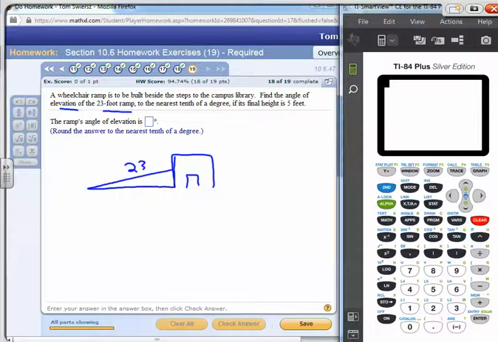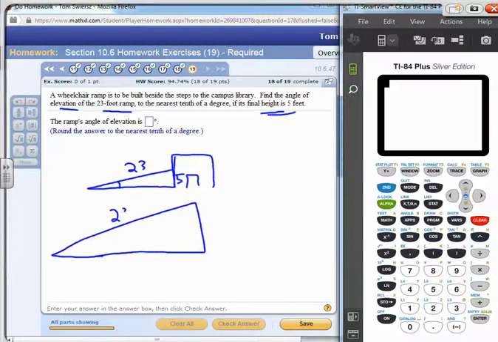has a final height, the vertical change, of 5, right? So that side would be 5. So again, we have the final height is the vertical change, so that would be 5. The ramp here is 23, and we want to find the ramp's angle of elevation, which would be right there. So if we make it a little bit bigger, this is 23. Here's my right angle. This is the vertical change, 5, and here's my angle of elevation with respect to the ground. Okay, so there's my angle A.